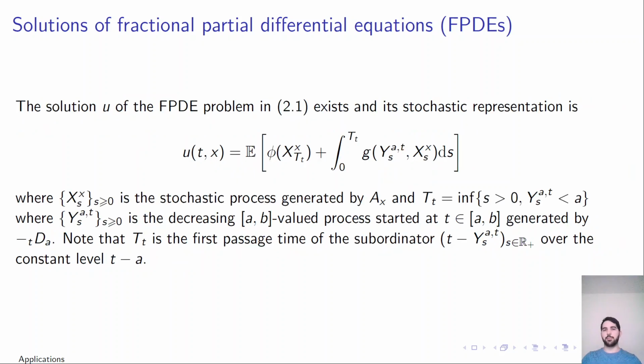Okay, so step by step. Here, Y_s is a decreasing process started at t and stopped at the first crossing of value a. This crossing has value denoted by tau. Okay, and X is an independent stochastic process generated by the generator A_x.